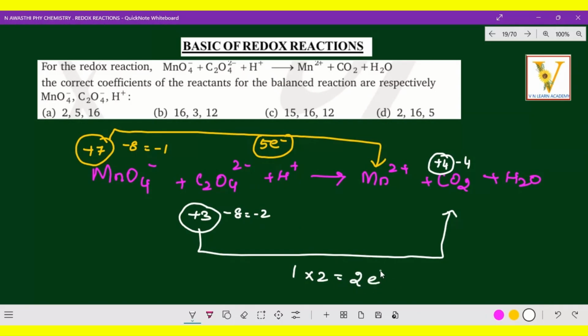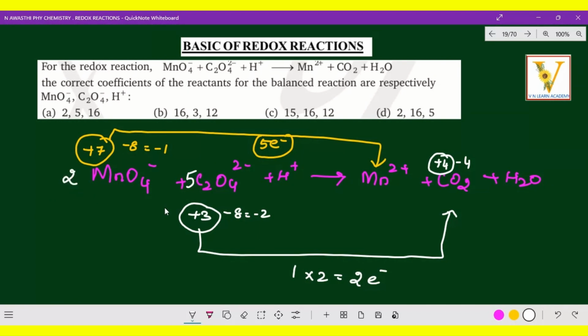Now we have to balance. How many electrons are given, that many electrons must be taken over here. So here we have to put 5. In the same way, the oxalate gives 2 electrons, so here we put 2.